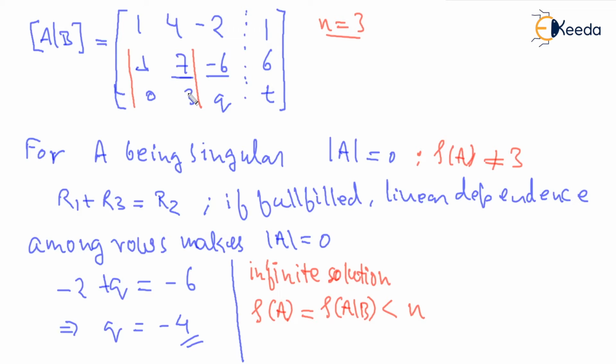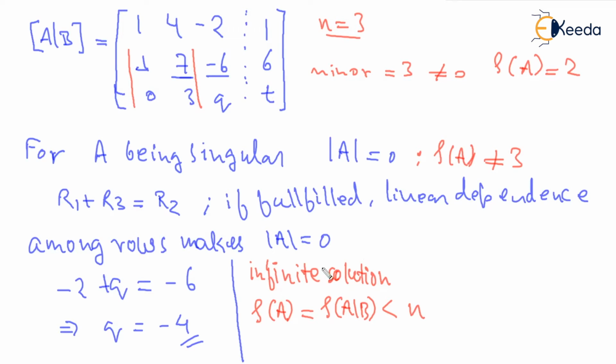This is a second order minor and this belongs to A. We can see for this minor the value is actually 1 into 3 minus 0 into 7. So this is 3, which is not equal to 0. So rank of A becomes 2. Rank of A becomes 2.